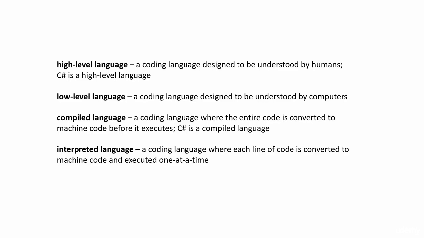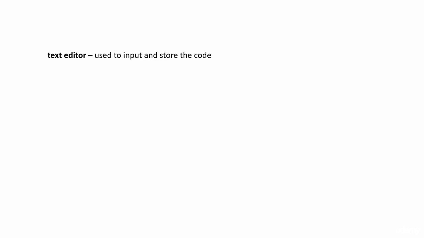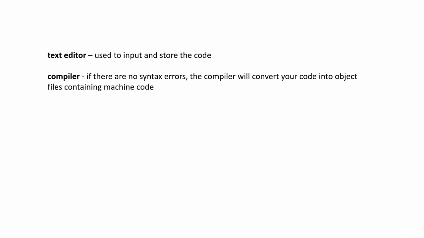So if you want to write C# code and then execute it as a program, you will need some software tools. First off, you need some way to input the code and be able to save it. So you will need some kind of text editor, like Notepad. Next, you will need a compiler. If there are no syntax errors in your code, meaning your code follows all the rules of that language, the compiler will convert your code into machine code. Specifically, it will convert each source file of code into an object file that contains machine code.